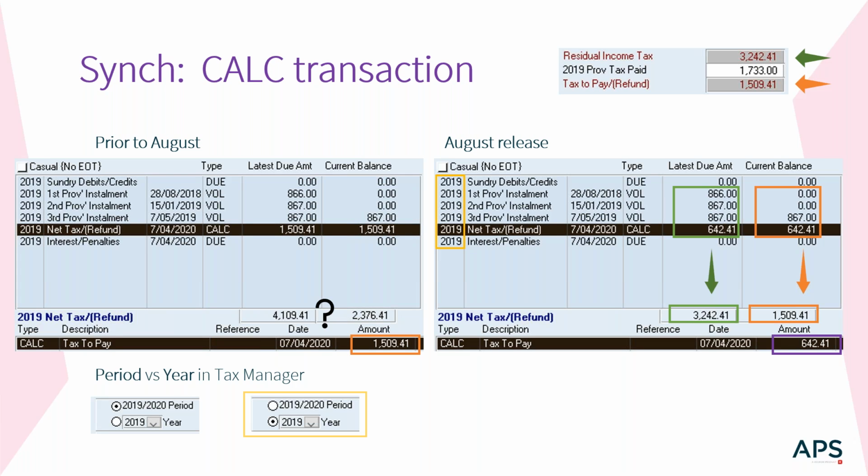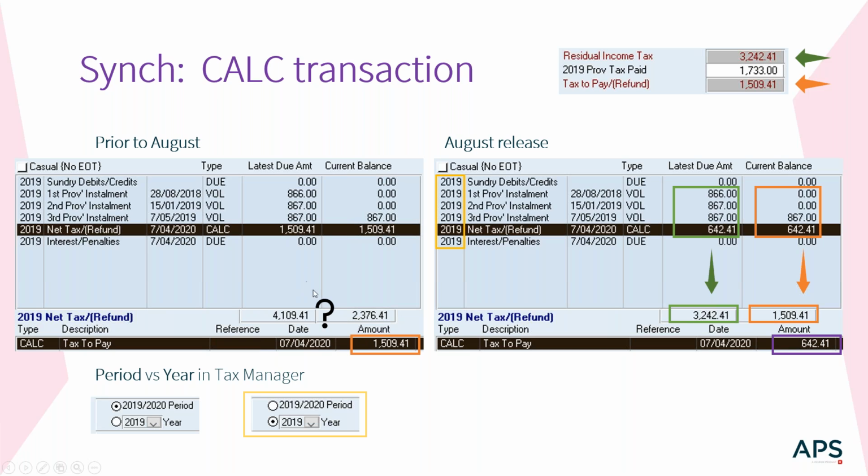So on the left-hand side, we're showing the calculations as they used to be prior to August. So in the example where we have the RIT figure less the prov payments, and then that refund or tax to pay figure of 1509.41 with the little orange arrow beside it at the top right. What that would have done in the previous release, we would have effectively ignored the provisional installments or any due balances. In this example is an 867 balance in the third provisional installment. We would have just simply ignored that and just taken the tax to pay refund figure and calculated a transaction value for that amount.